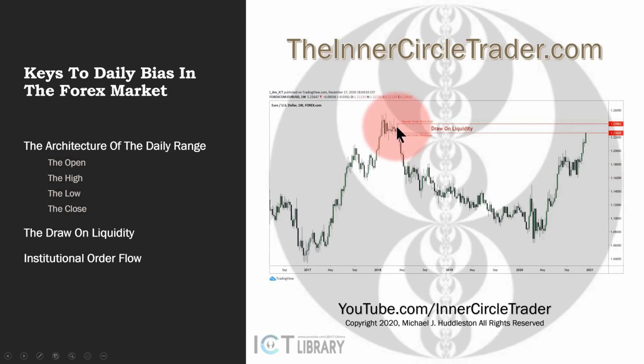Now I identified the high and the low so that we can clearly see it, and the high of the order block and the low of the order block, that is the full range, or what we're going to be using as the draw on liquidity. So before this weekly range started, we're looking at December 18th, which is Friday, 2020.